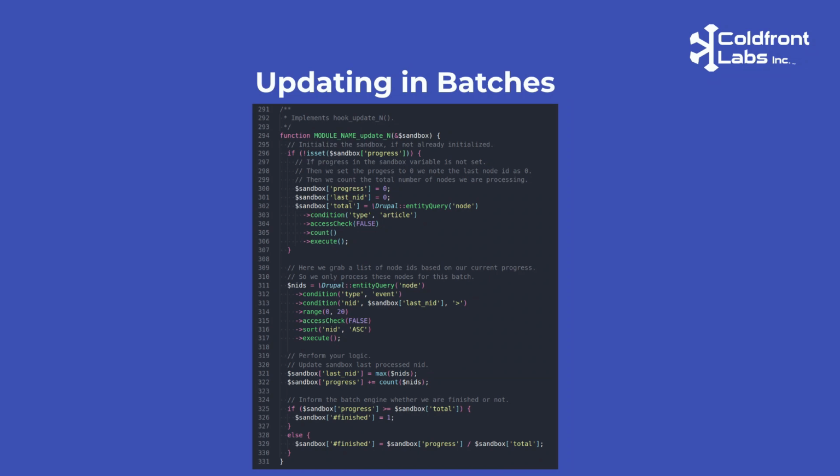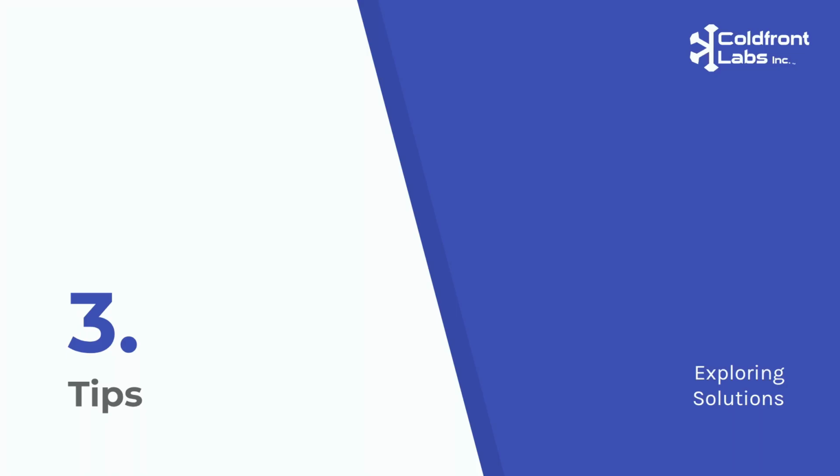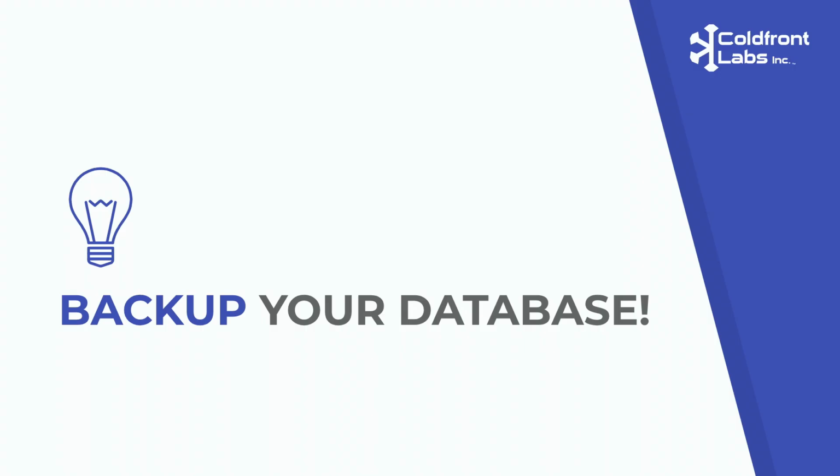And the last example we have is updating in batches. You can see at the start of the update, we calculate the total number of nodes that we're going to be updating, and at the bottom we count how much we've processed and the last one that we processed. That way we don't use too much memory if you have a lot of nodes, and you can do them in batches.